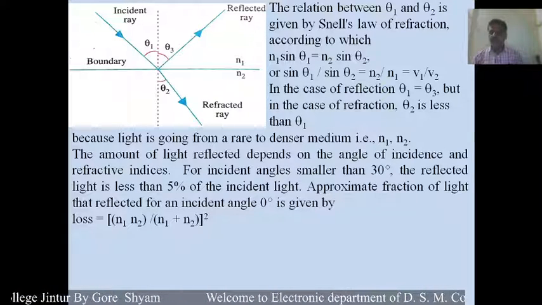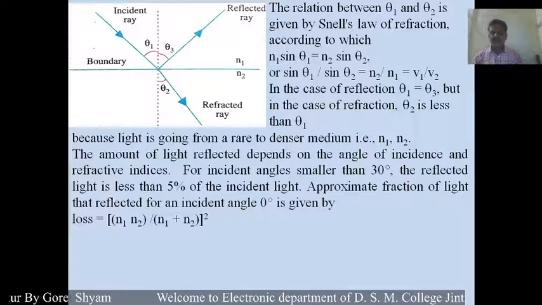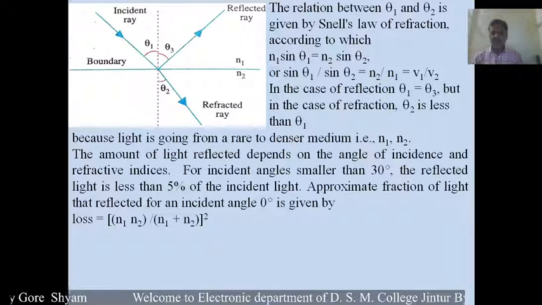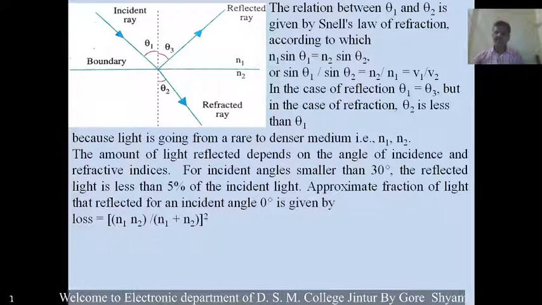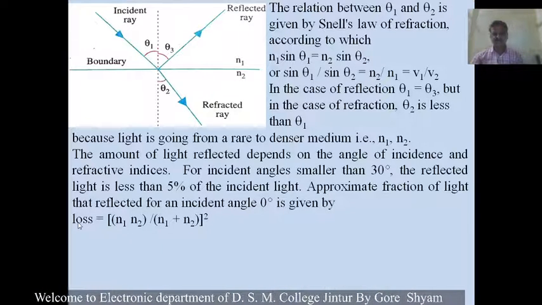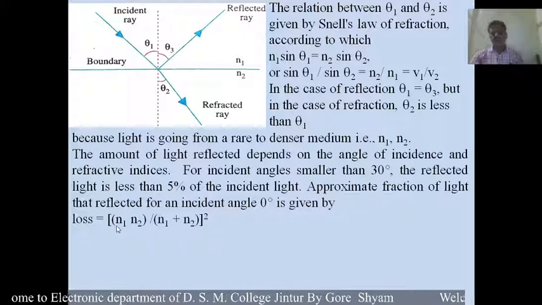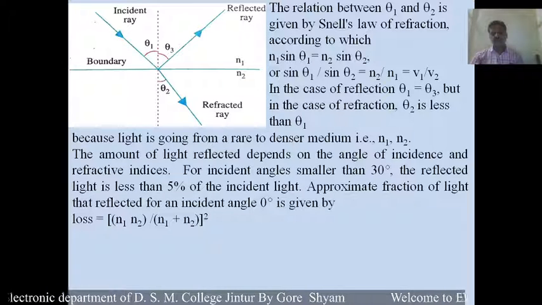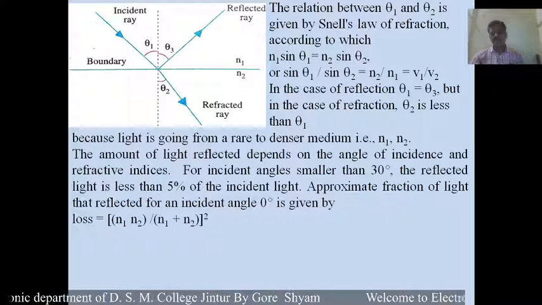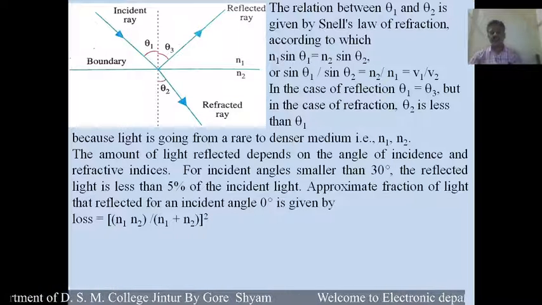Approximate fraction of light that can be reflected for an incident angle theta 0 is given by this loss. Loss is equal to (n1 minus n2) divided by (n1 plus n2), whole square. This is the loss.